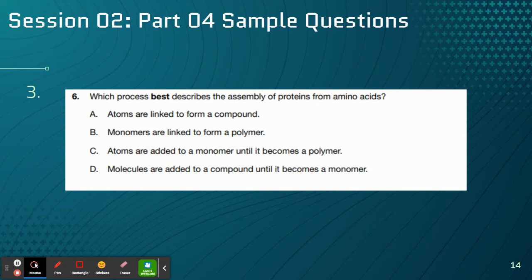Looking at number 3, which process best describes the assembly of proteins from amino acids? So think about the central dogma. Your amino acids are your monomers of proteins. They're the one Lego. The protein is the Lego castle. So atoms are linked to form a compound. Monomers are linked to form a polymer. Atoms are added to a monomer until it becomes a polymer, or molecules are added to a compound until it becomes a monomer. Take a second to think about this question.